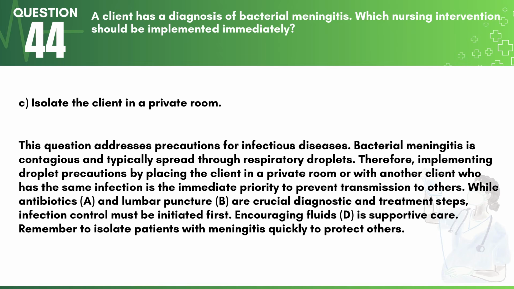Answer: C. Isolate the client in a private room. This question addresses precautions for infectious diseases. Bacterial meningitis is contagious and typically spread through respiratory droplets. Therefore, implementing droplet precautions by placing the client in a private room or with another client who has the same infection is the immediate priority to prevent transmission to others.